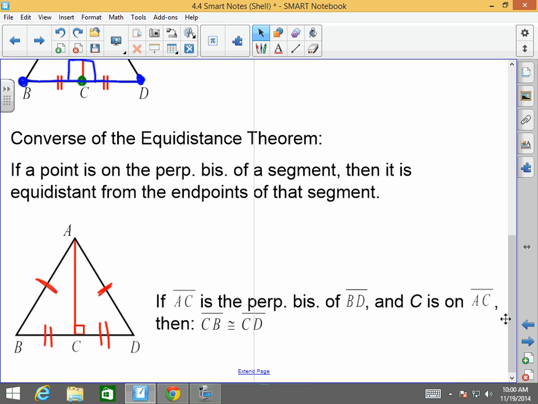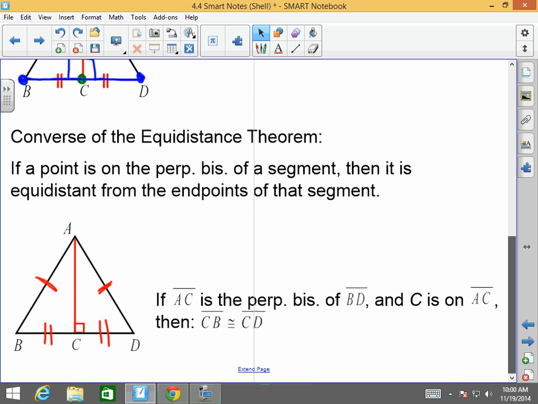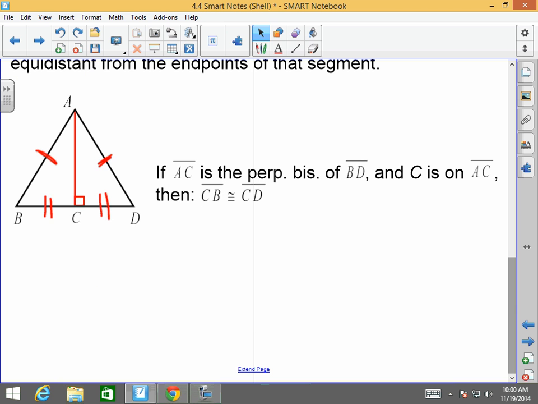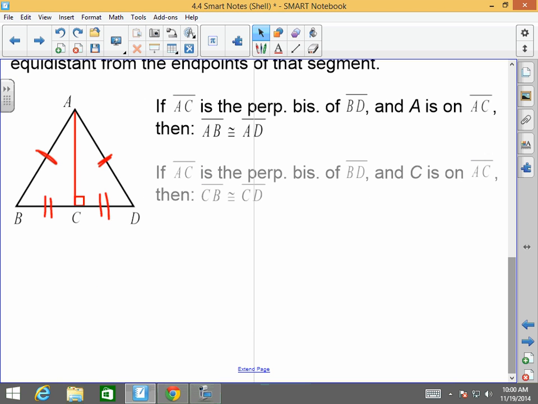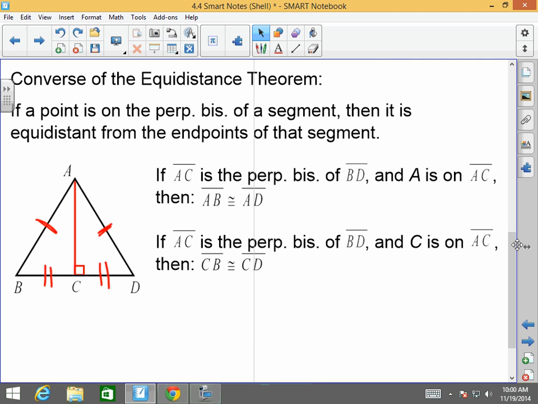Remember what converse means. You reverse it all. So if AC is the perpendicular bisector of BD and C is on AC, then CB is congruent to CD. Also, if AC is the perpendicular bisector of BD and A is on AC, then AB is congruent to AD.